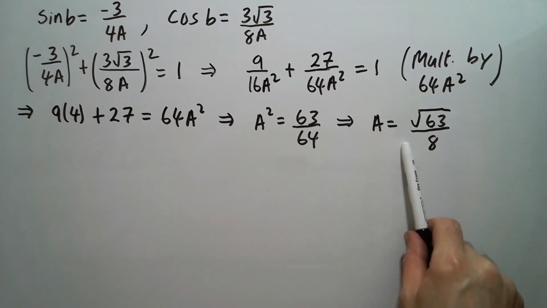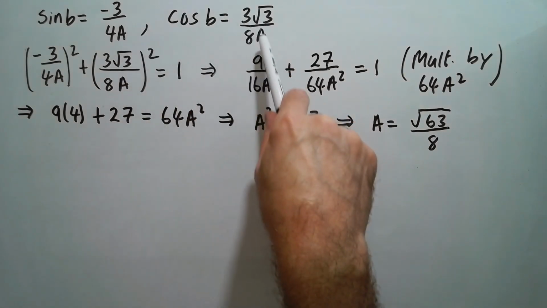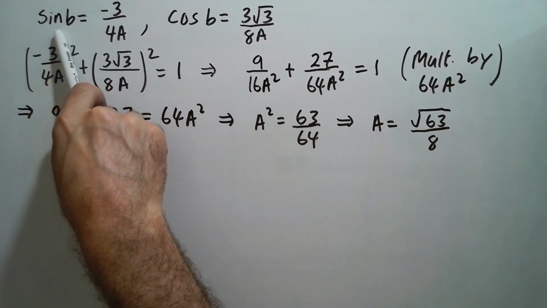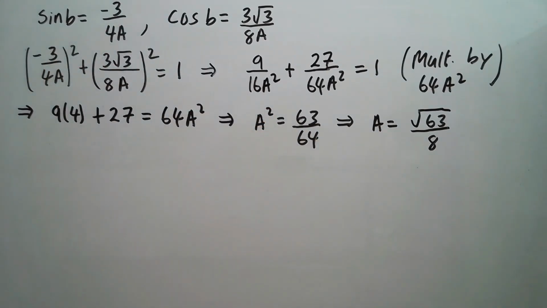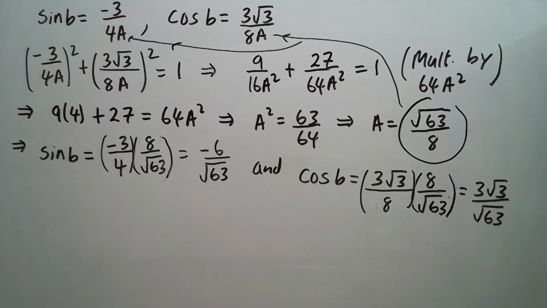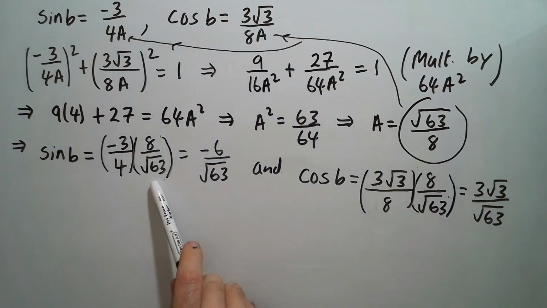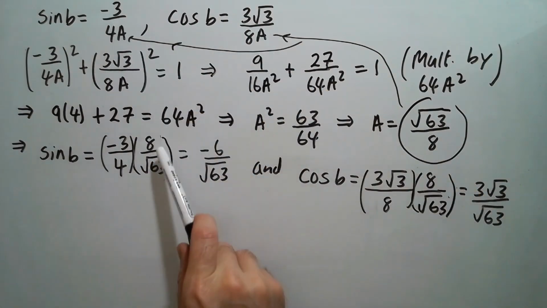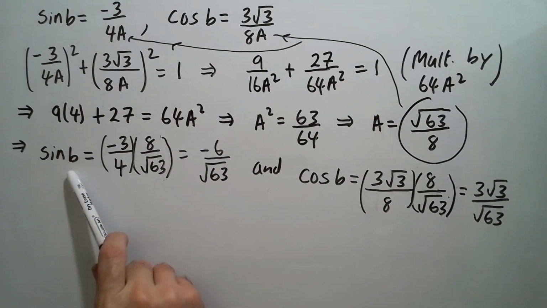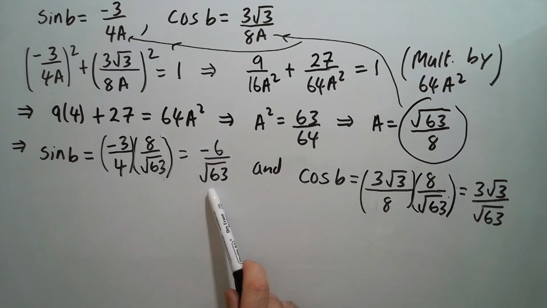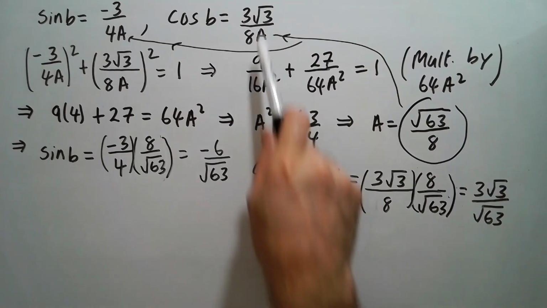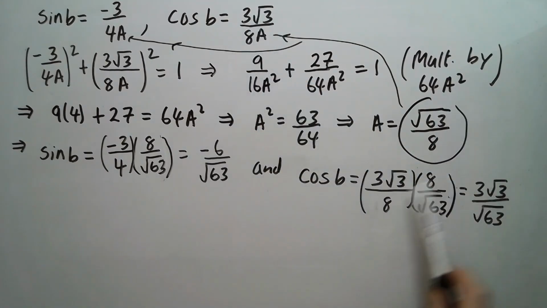So let's plug this a back now in over here and here to find sine of b and cosine of b. Plugging in the a we found here and here, I've done it down here. So the reciprocal, because it's divided by a here. Simplified, the sine of b becomes negative 6 over square root of 63. And the cosine of b, plugging in up here, do the reciprocal of this guy. 8's cancel. It becomes 3 square root of 3 over square root of 63.